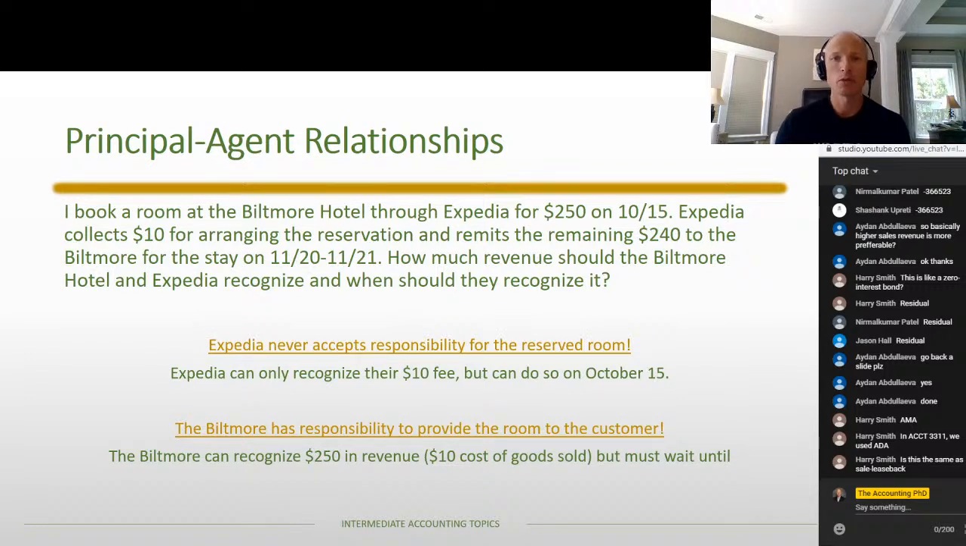Because they used Expedia to book the room, they have a $10 cost of goods sold, but they have to wait until November 20th and 21st in order to recognize it. They can't do so on October 15th because their obligation is to provide the room, and they don't provide the room until November 20th and 21st. Whether they recognize it on the 20th or the 21st, I'm not worried about that, but somewhere across those two days is when the Biltmore Hotel is going to recognize the revenue for that room. Again, this is a principal-agent relationship. Both the principal and the agent get to recognize revenue, but the amount and timing are different between the two.